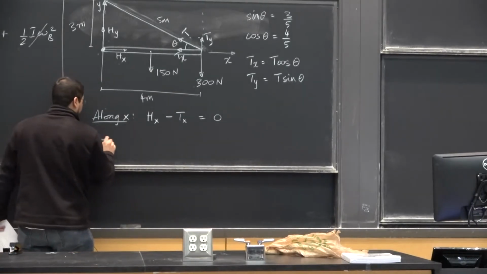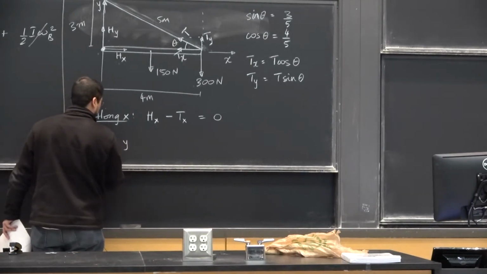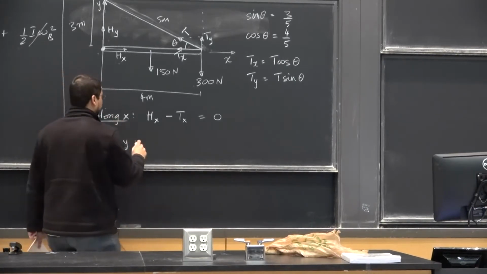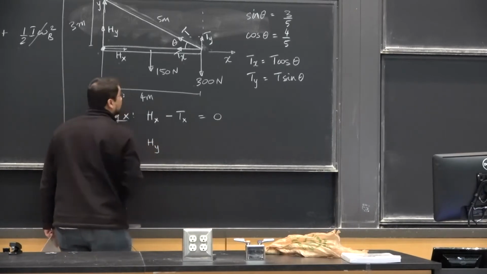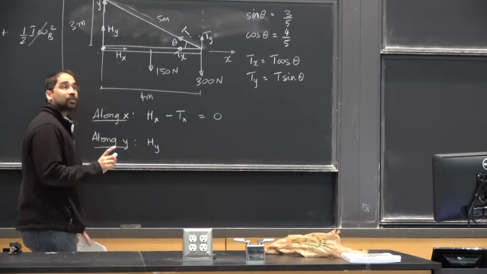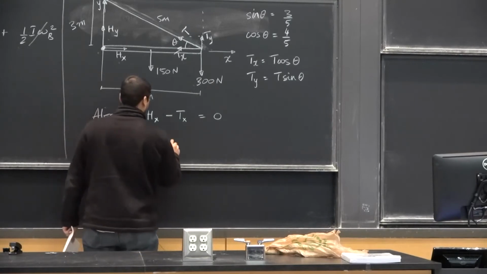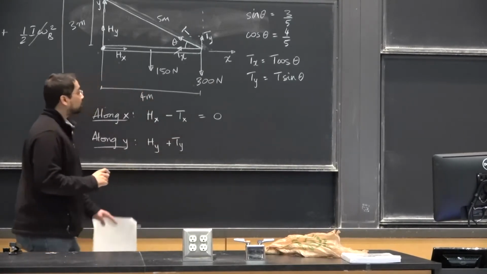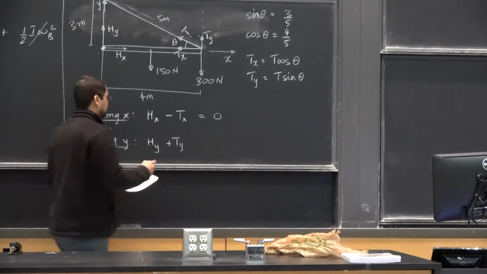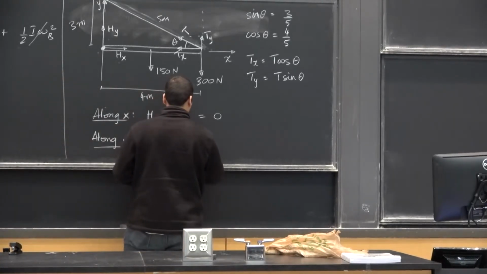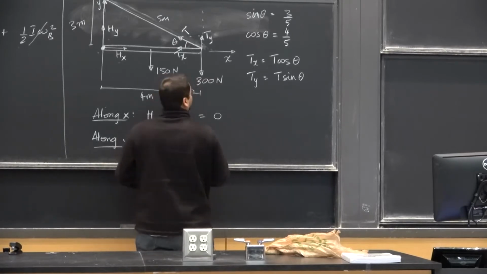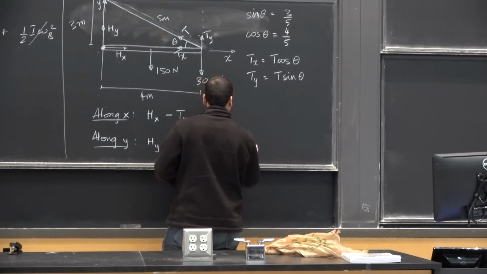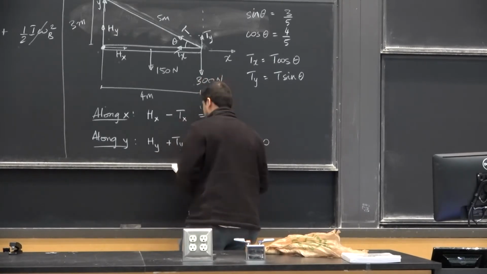And along y, I have Ty pointing upwards, positive y is upwards. I have Hy pointing upwards, again positive y is upwards, so plus Ty and plus Hy. And I have the 150 and 300 Newton weights pointing downwards, so minus 150 and minus 300. This is equal to 0.